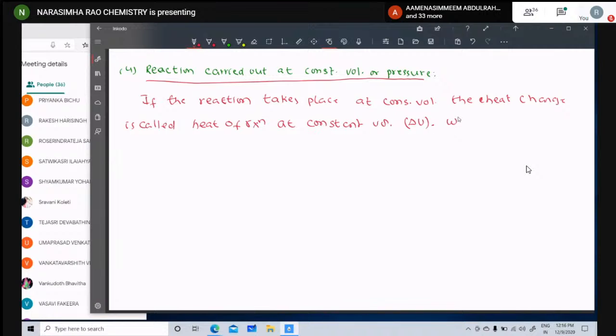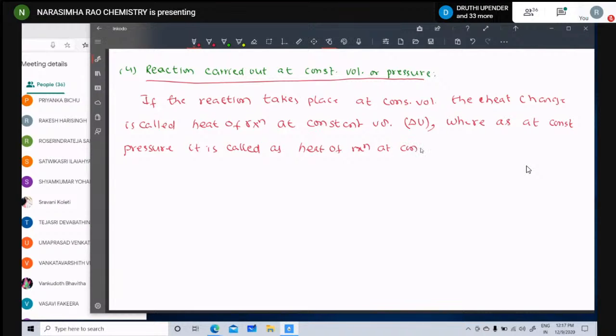Whereas at a constant pressure, it is called the enthalpy, the heat of reaction at constant pressure, delta H.